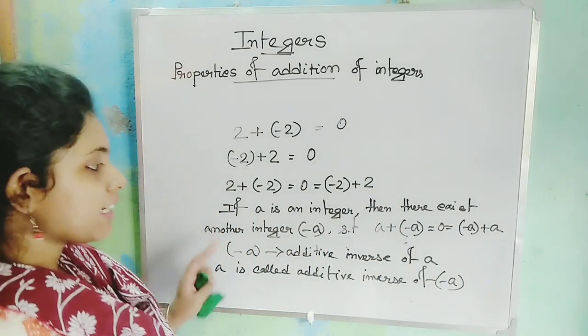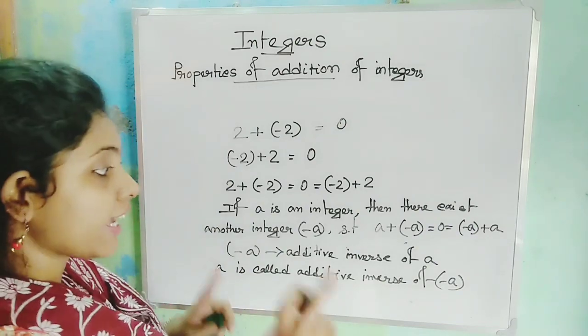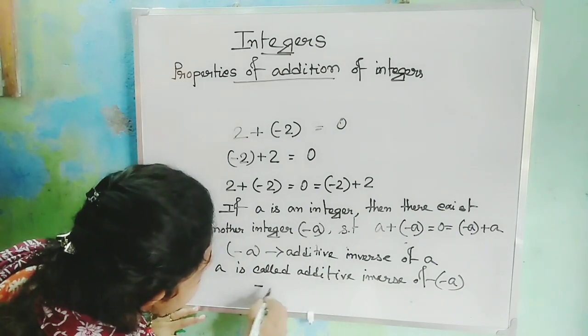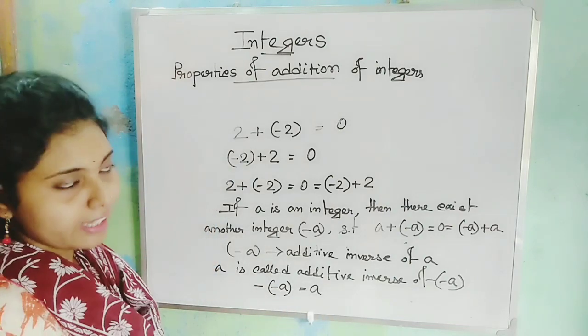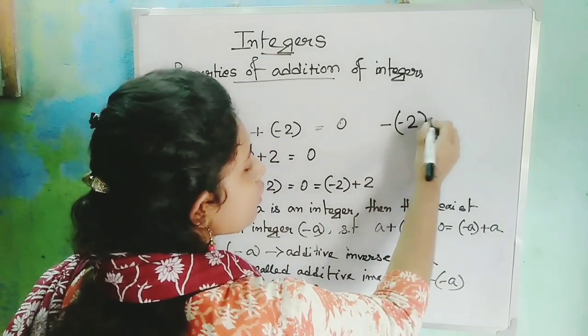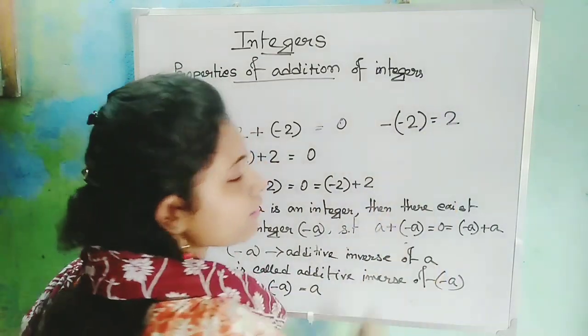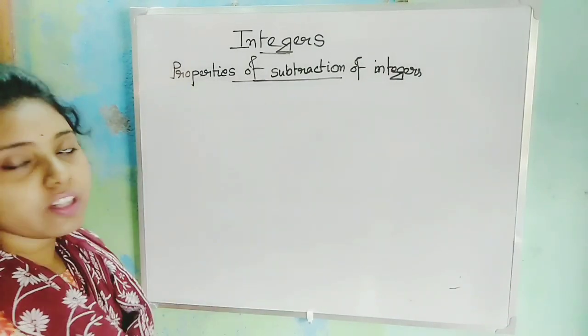So, minus A is called the additive inverse of A, and A is called the additive inverse of minus A. Again, we say that minus of minus A equals A. That is, if we write minus of minus 2, we can write it as 2. We will see properties of subtraction of integers.